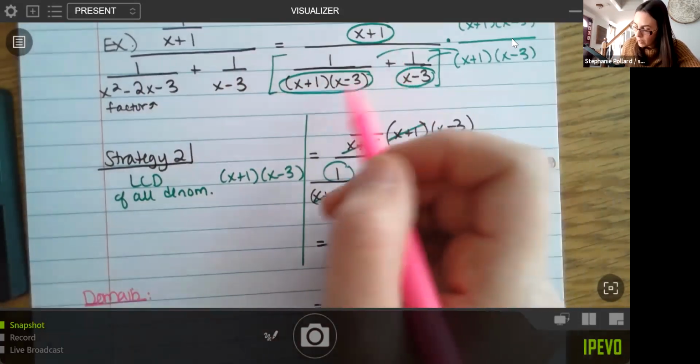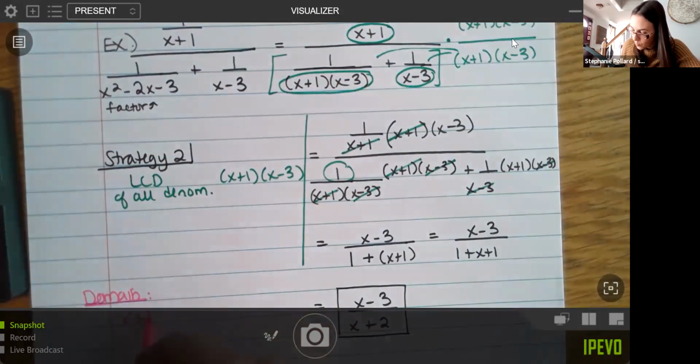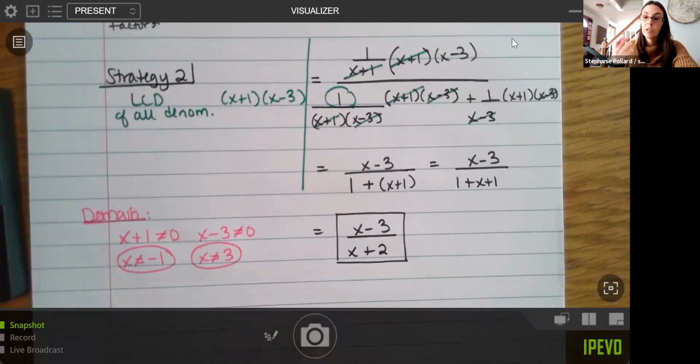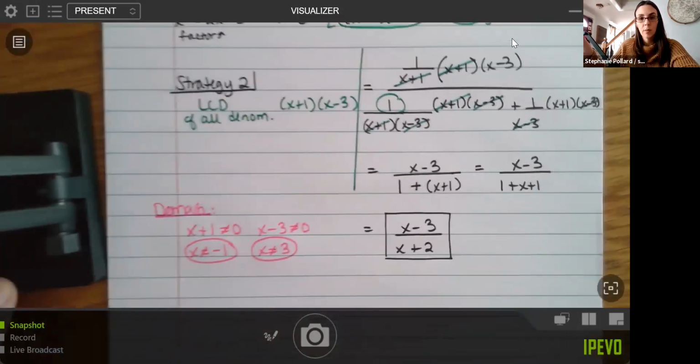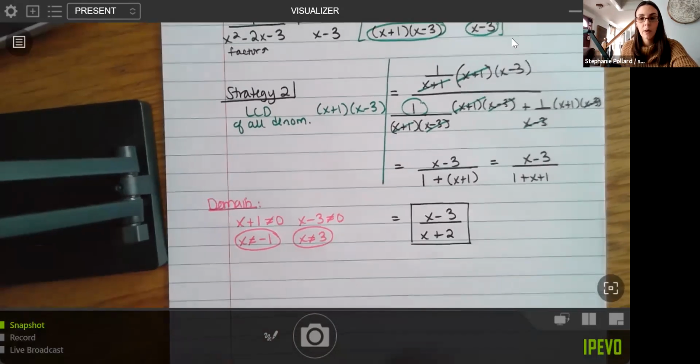So I have two main issues right here. I have to make sure that x plus 1 is not 0 and that x minus 3 is not 0. So I need to make sure that x is not equal to -1 and x is not equal to 3. So those are two domain restrictions that I find from the original part of the problem. Let me zoom out a little bit so you guys can see all of that at once.